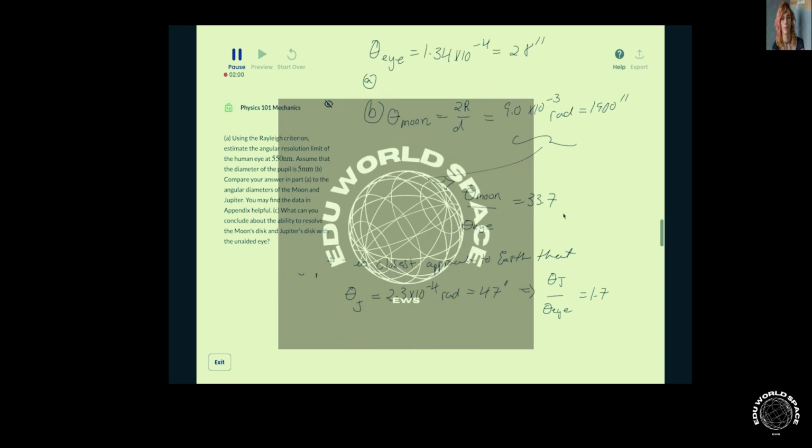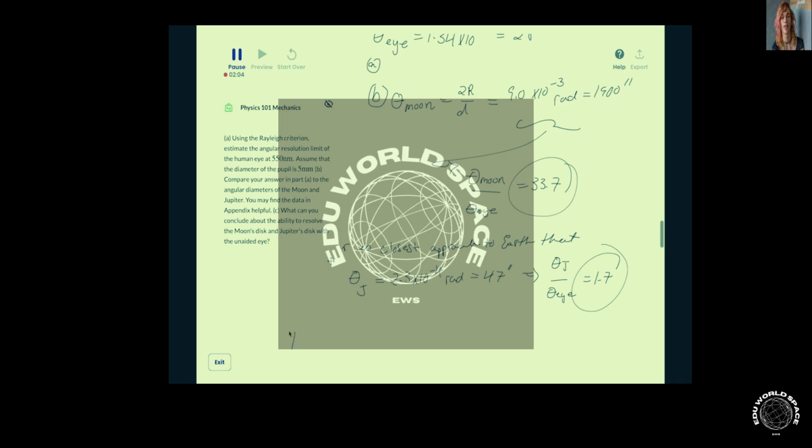Now, what do these values mean, this and this? Well, this means that the resolution is worse during all other relative positions. This is as good as it's going to get.